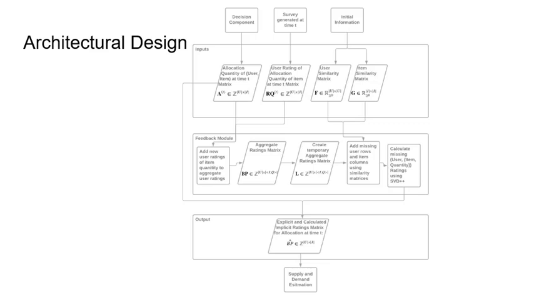Once we have the inputs, we are going to create this aggregate ratings matrix. The first part of that is mapping the user rating of the quantity to the allocation quantity. Then we're going to add those explicit user ratings that we received from the survey at that time to the aggregate matrix called BP. And it's going to be an allocation for the user, and that allocation is a tuple of the item and the quantity.